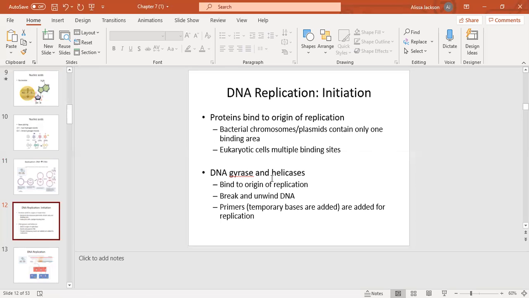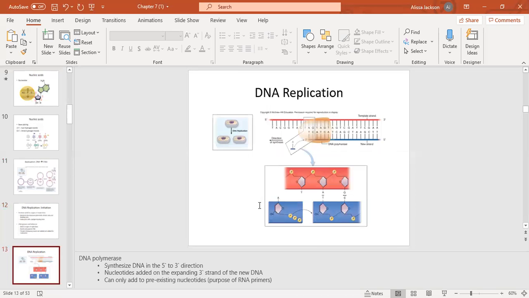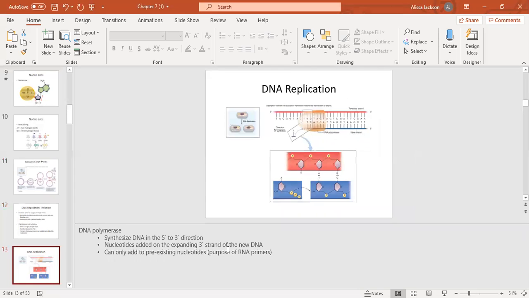And once the DNA is unwound, you actually have primers synthesized first because that's the starting point for polymerase. It needs a place to prime off of, right? And again, go through the PowerPoint and read his notes down here at the bottom too. That'd be a good way to study.